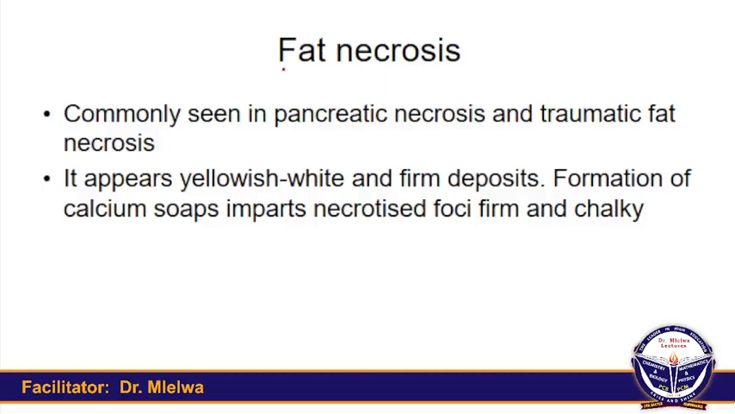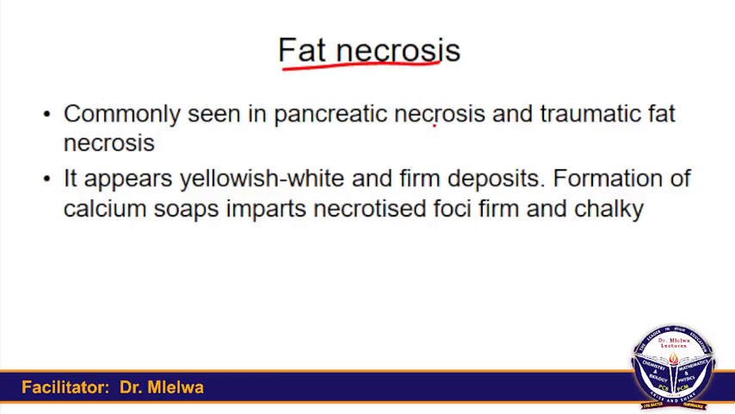From there, we have fat necrosis. Fat necrosis is commonly seen in the pancreas, pancreatic necrosis, and traumatic necrosis, or sometimes we call them traumatic cell injury.